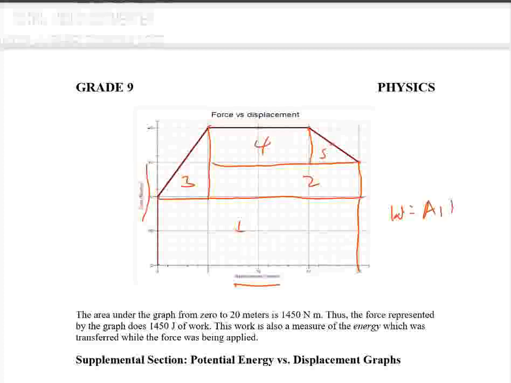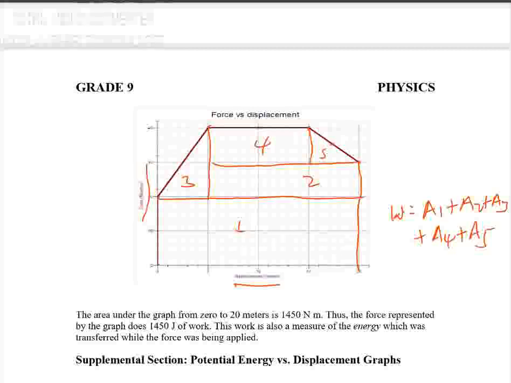Area 1 plus area 2 plus area 3 plus area 4 plus what? Area 5. By using your mathematics knowledge, for a rectangle, base times height, for a triangle, what? 1/2 base times height. By doing that, you can calculate the areas. And if you sum all these areas, you will get what? The total work done of the graph for the variable force.